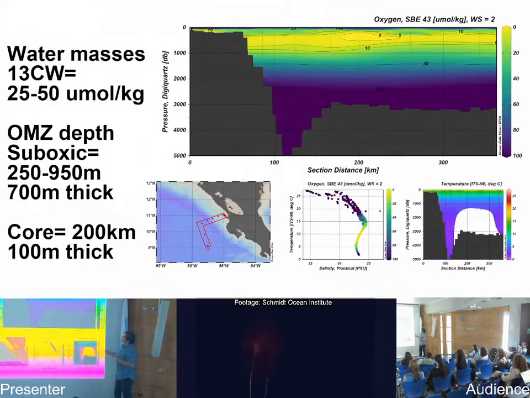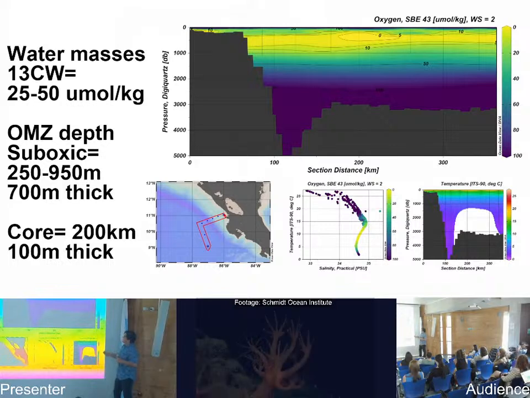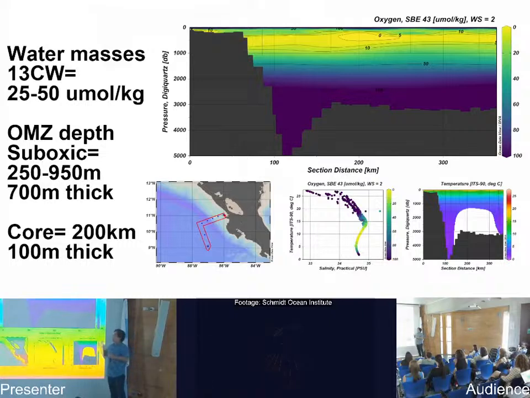Then the other one, just to run a little bit, showing the same view, in this case, for this expedition that was in February of 2023, the 13-degree water mass was less oxygenated, and the thickness of the oxygen minimum zone increased, and the core was a little bit closer to the coast.